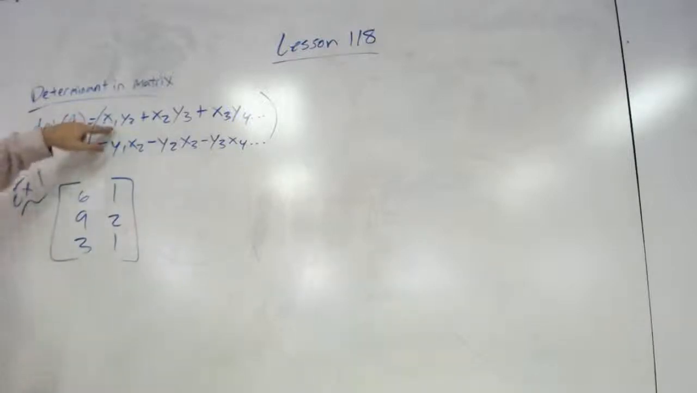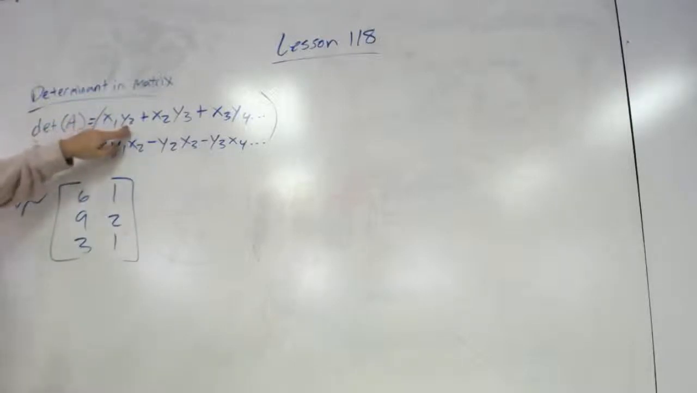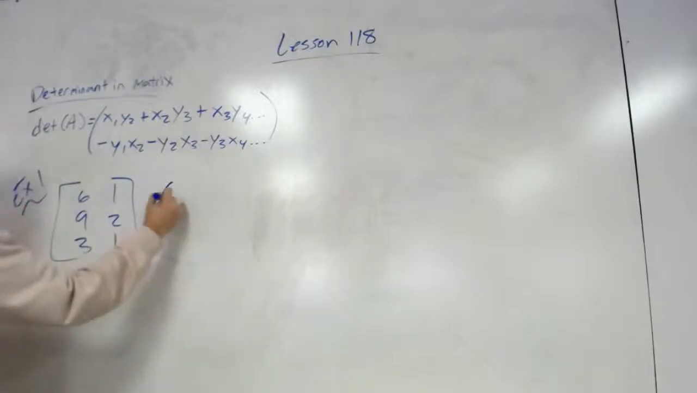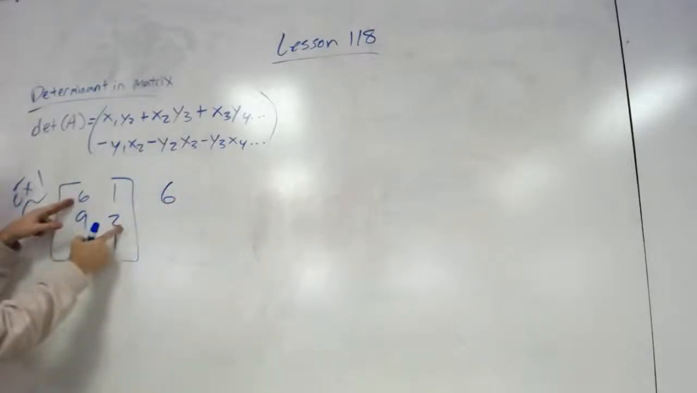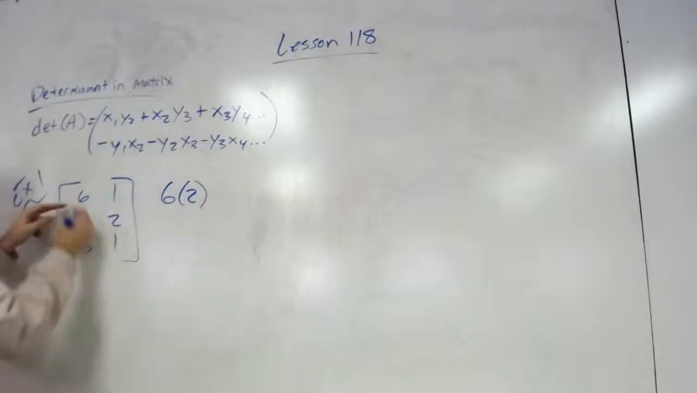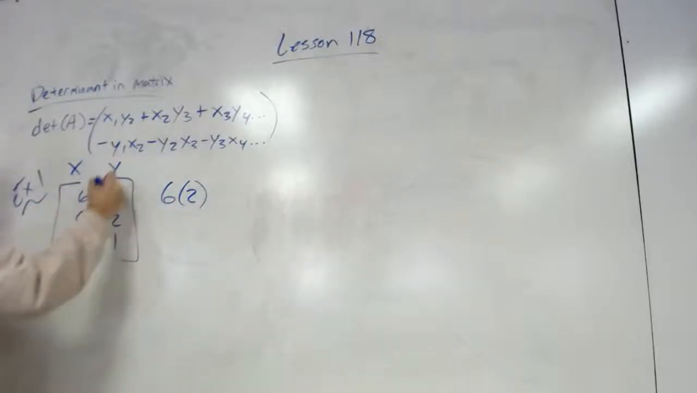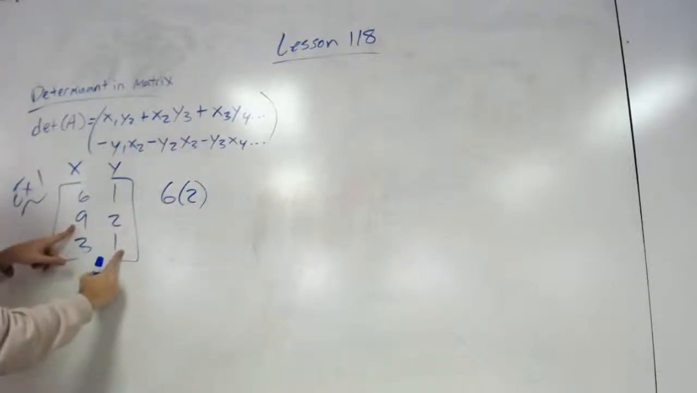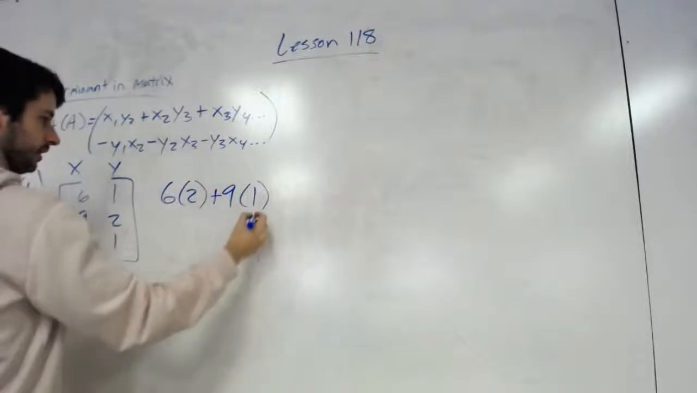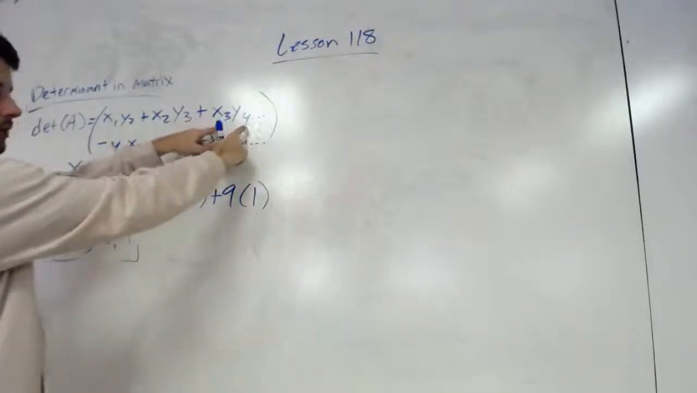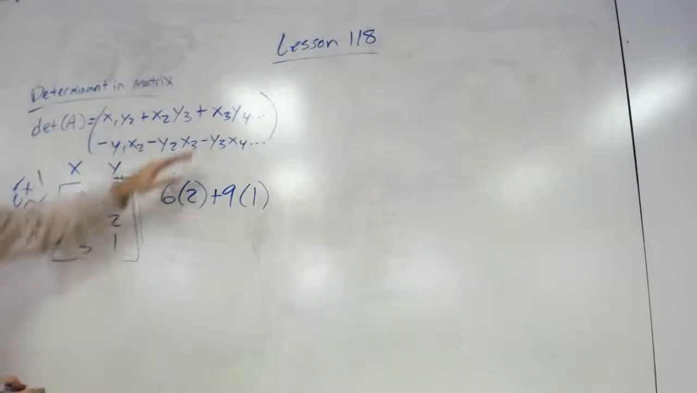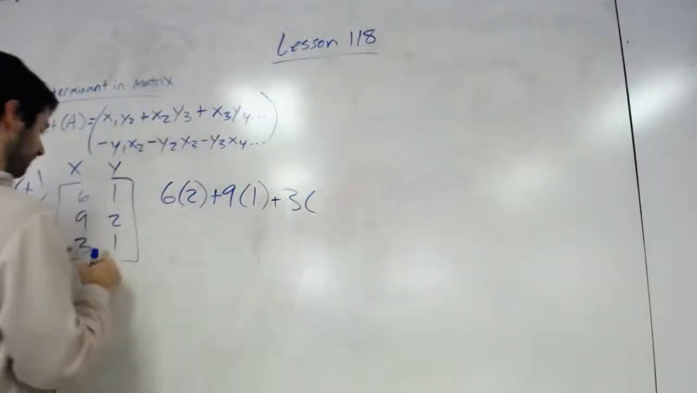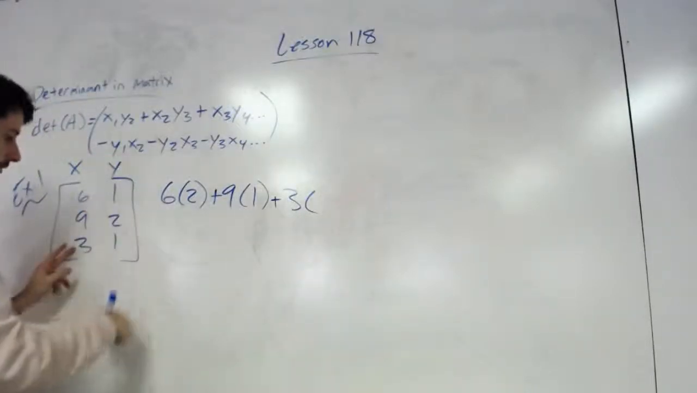is you take x of 1 times y of 2. So for example, if I was solving for this matrix, I would take the 6, this is x of 1, and this is y of 2. So 6 times 2. Then I take x of 2 times y of 3, so 9 times 1. And it keeps going depending on the size of the matrix. Since there's no y of 4, I go from x of 3 back to y of 1. Since I ran out of room, I go back to the first one.